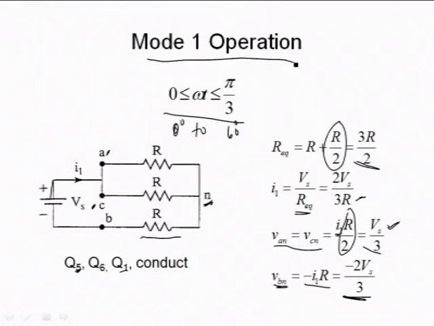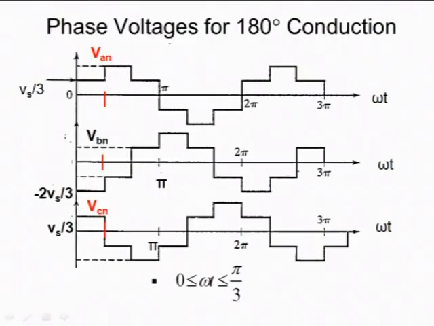The duration will be 0 to 60 degree. During this, the conducting devices are 5, 6, 1: 2 from the upper group, 1 from the lower group. You can see the waveform. We are only interested in this duration. This is 60 degree, this is again 60 degree. So, this is VAN.